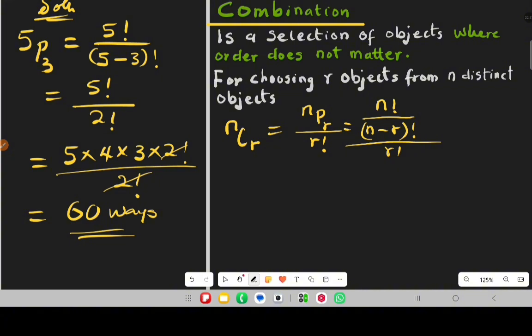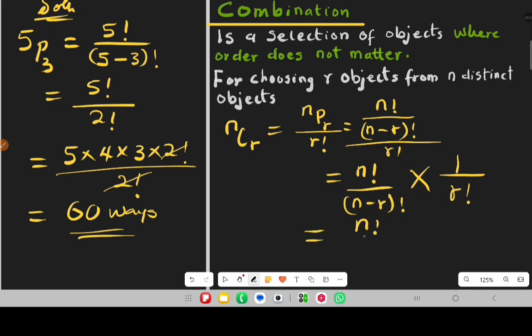If we continue, this is the same thing as we write the numerator, which is n factorial all over (n minus r) factorial. We change the division sign to times, then we take the reciprocal of the denominator, which is 1 over r factorial. If we multiply across, n factorial times 1 gives us n factorial all over (n minus r) factorial times r factorial, which becomes n combination r.